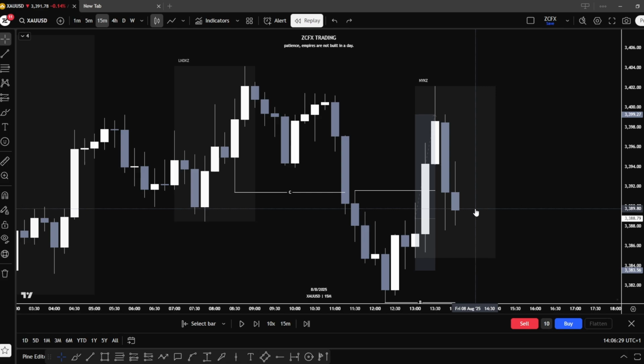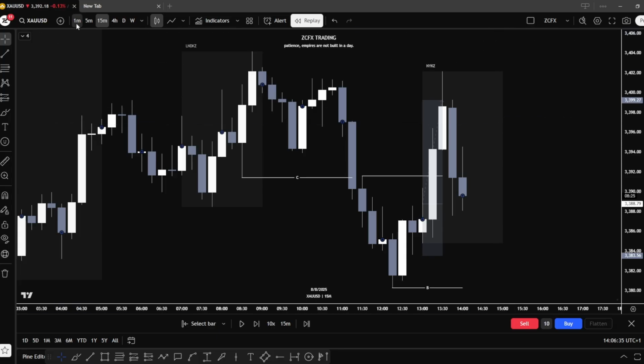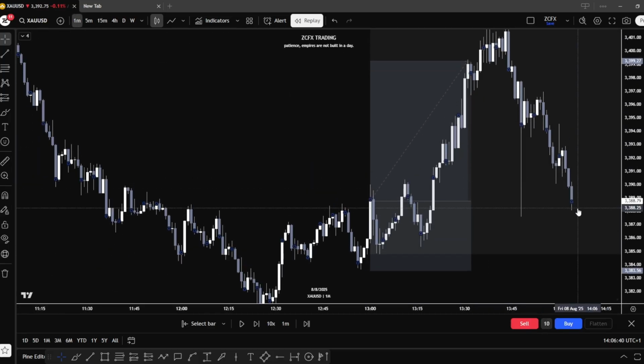But the logic applies. Wick rejection, and we've reacted. Wick rejection, H4, we reacted. So that's what I'm trying to get at. Wick rejections can tell you a lot.